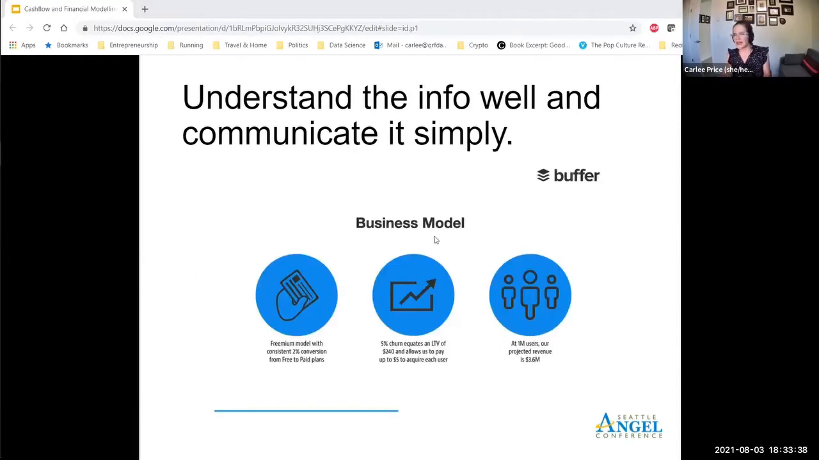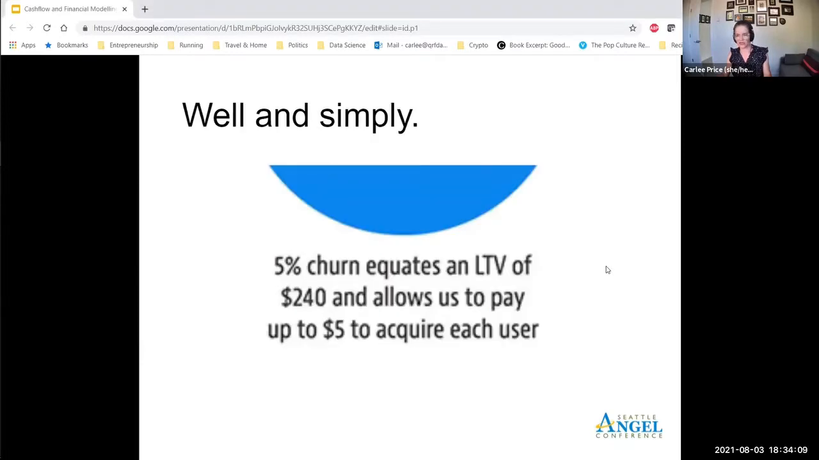So the goal here is to understand the information that you create in this model well, and then to communicate it simply. What I've captured here is a slide from a deck that was presented by a company called Buffer. They started out, I believe, in 2010 and are still in business today. The reason I've chosen this slide is because they're one of the few that I've leafed through in all of my days that actually refers to some very specific numbers here. And on the next slide, I've just zoomed in to show the detail.